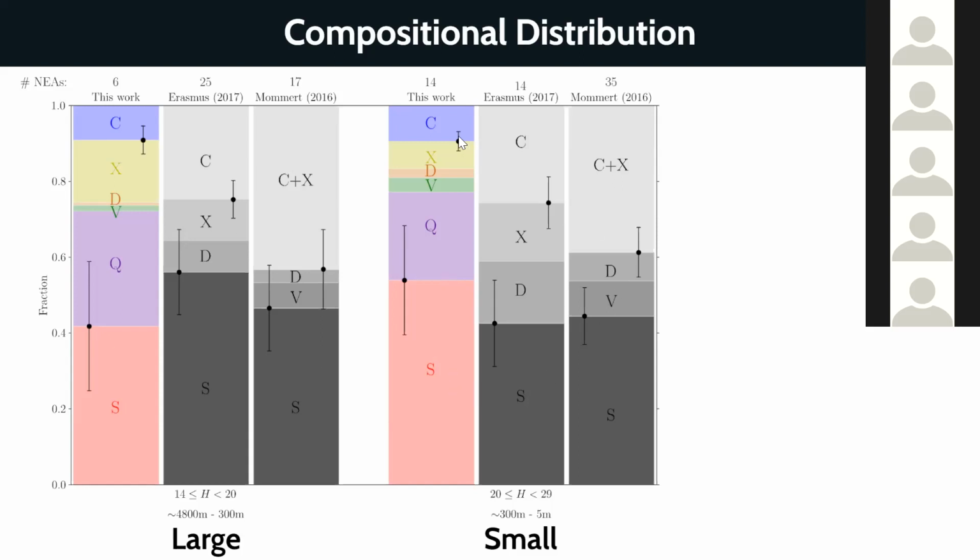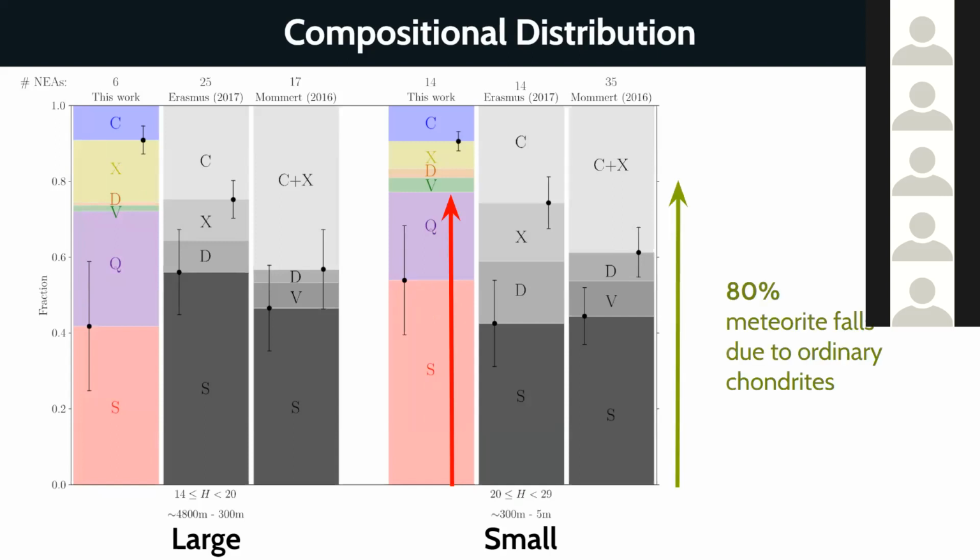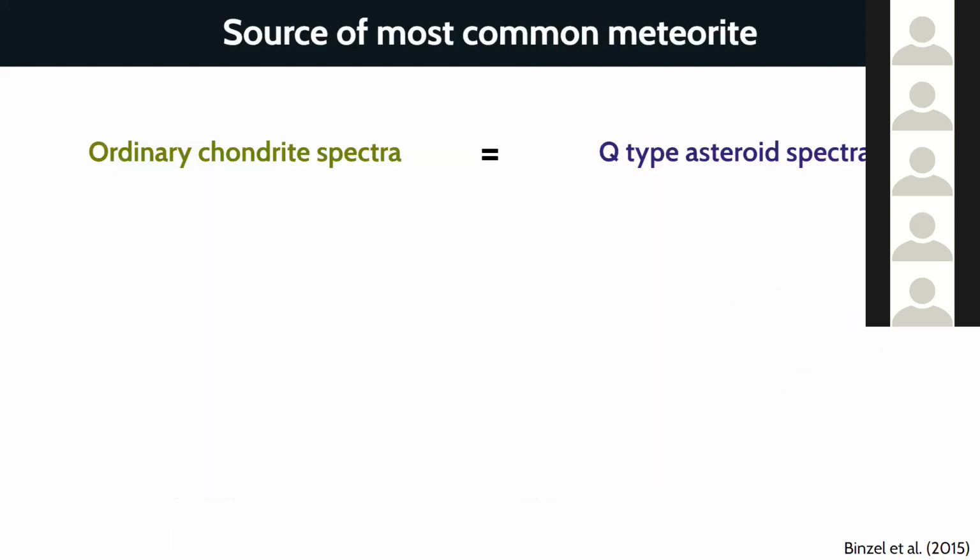And similar for the other taxonomic types. But an interesting result of the study was the fraction of S and Q type asteroids, which was almost 80%. The reason why this was interesting is because it was similar to the fraction of meteorite falls that are due to ordinary chondrites. Now, what is an ordinary chondrite?